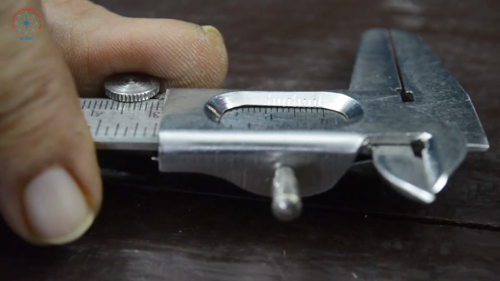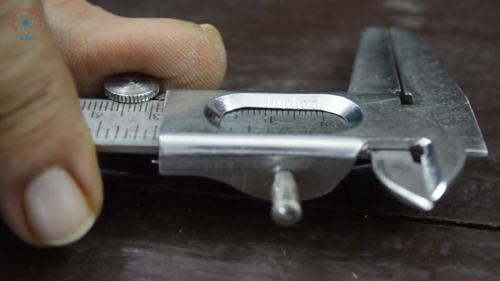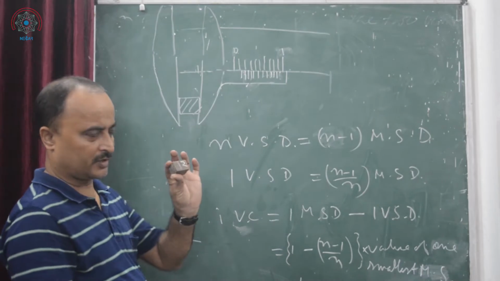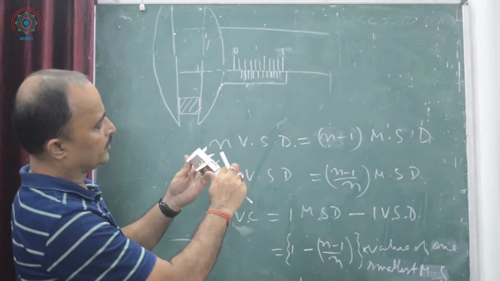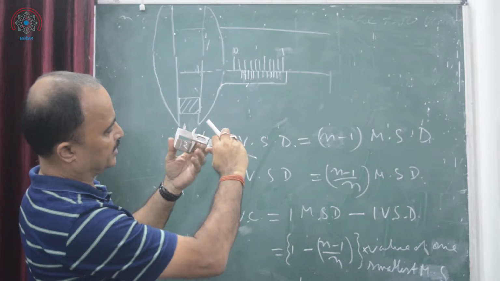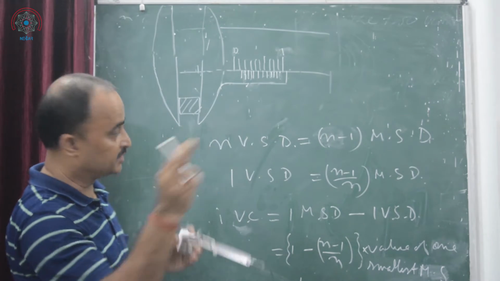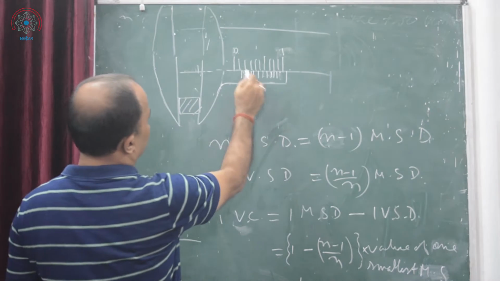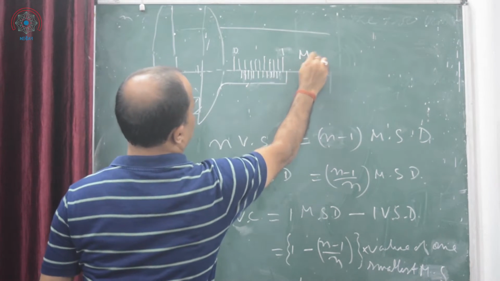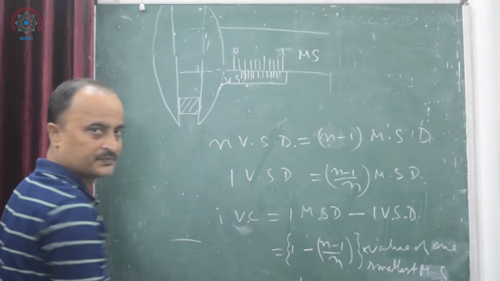Before that, I have to give the theory on the board. Suppose we are going to measure the length of this cube. Then we'll place the cube at the lower jaws like this. Now see in the figure. Suppose this is the cube, this is the main scale, and this is your Vernier scale.